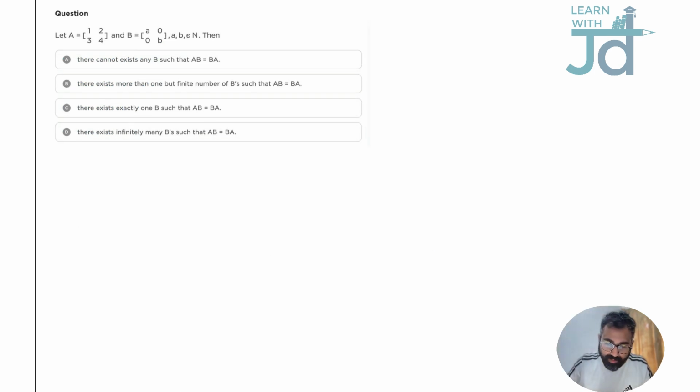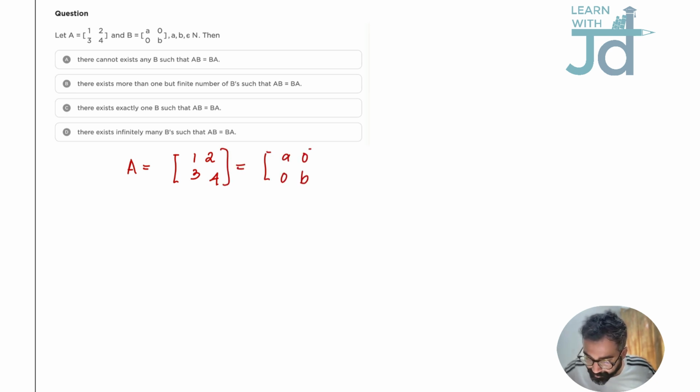So here they are saying A is equal to 1, 2, 3, 4, and B is equal to A0, 0B. Then they cannot exist in AB. Achha, so we have to basically check. Sorry, this is B is equal to this. And they are asking that if they commute each other. Commute to each other means A and B, A into B is equal to B into A.